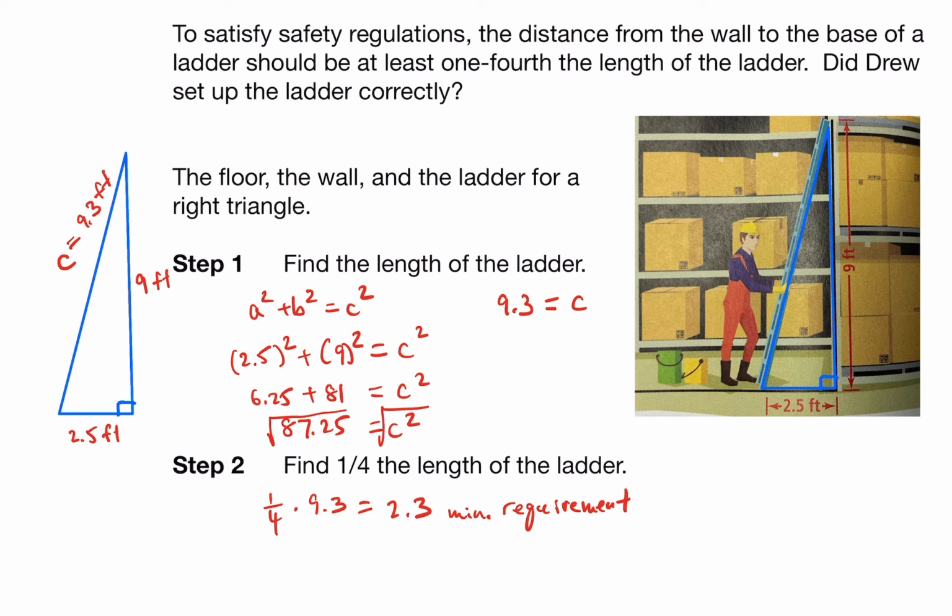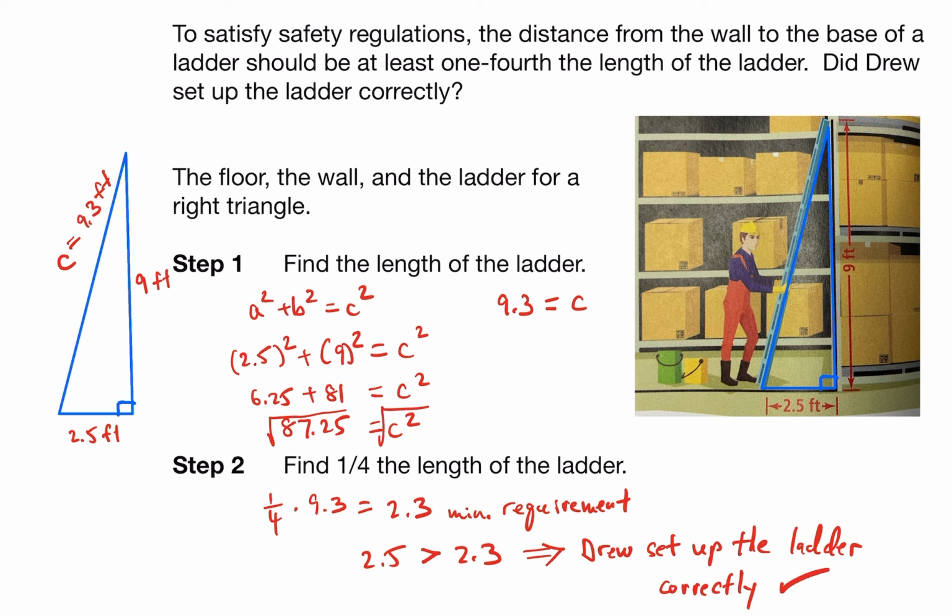Per the safety regulation. And since the ladder is 2.5 feet away from the wall, okay, so 2.5 is greater than 2.3 feet, which means Drew set up the ladder correctly. Okay, he did a good job in adhering to safety regulations.